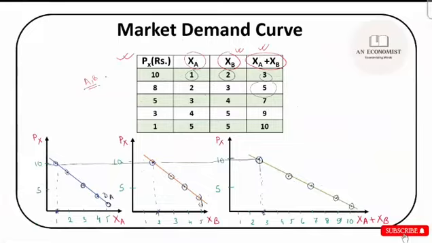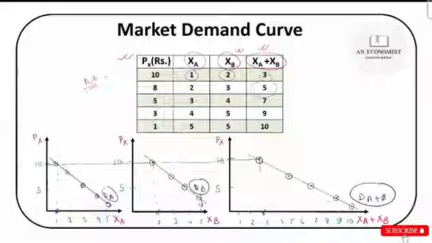So if you join it by a straight line, you will have the demand curve for A and individual B, which is also the market demand curve. So this is the demand curve of individual A, this is the demand curve of individual B, and if you aggregate it in this fashion, you can draw the horizontal lines for each of the price levels and see that they are matching the aggregate level. So this is the market demand curve. That is how you formulate the market demand curve.